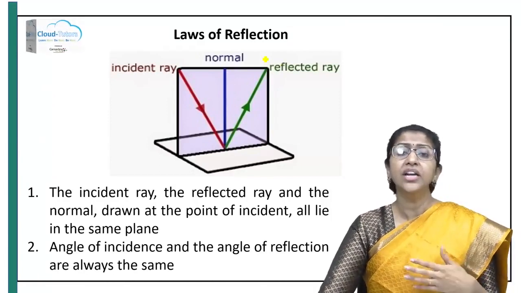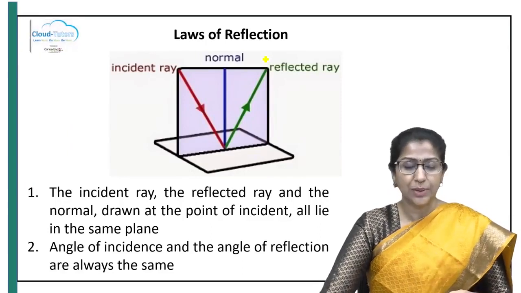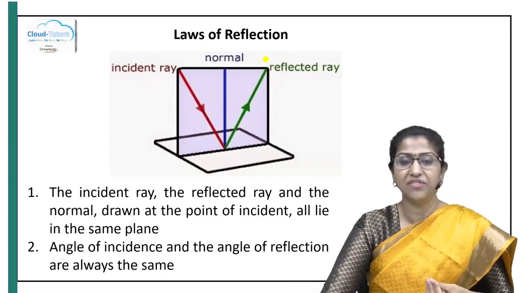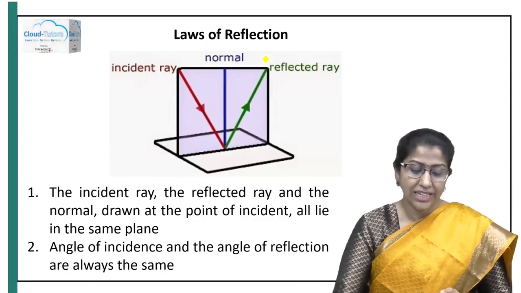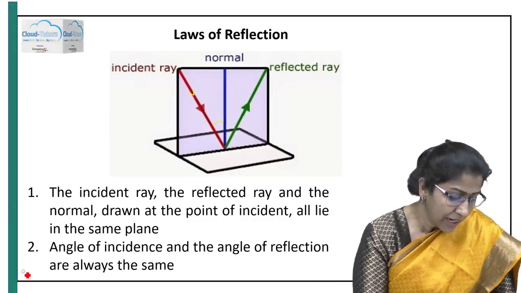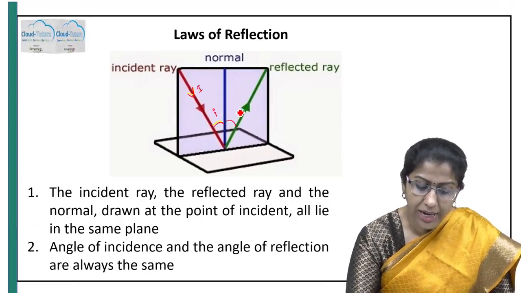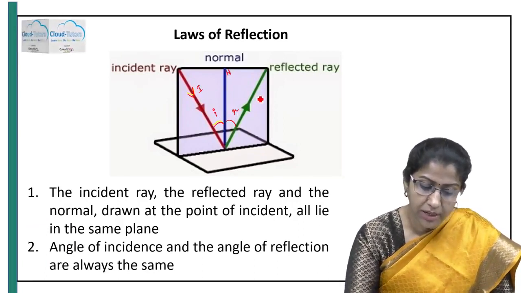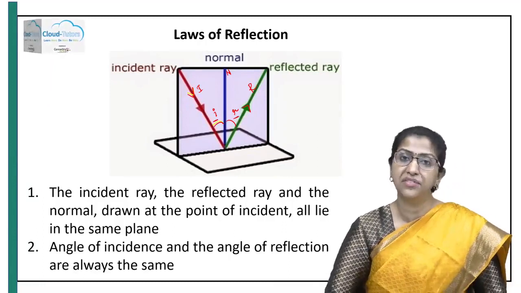Okay? What does the second law state? The second law is very simple. Angle of incidence is equal to the angle of reflection. I'm sure you have memorized this and remember it very clearly. What is this angle of incidence and what is this angle of reflection? The angle made by the incident ray, let's call it angle I, and the angle made by the reflected ray, let's call it angle R, with the normal are called the angle of incidence and angle of reflection.